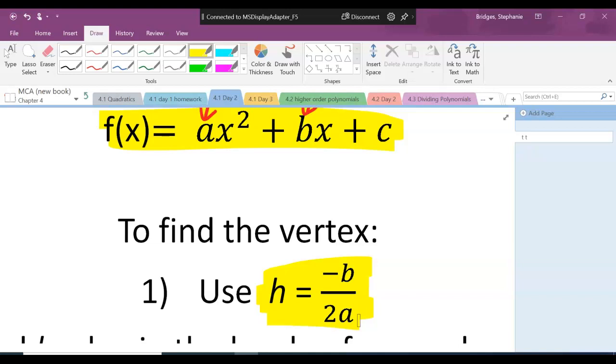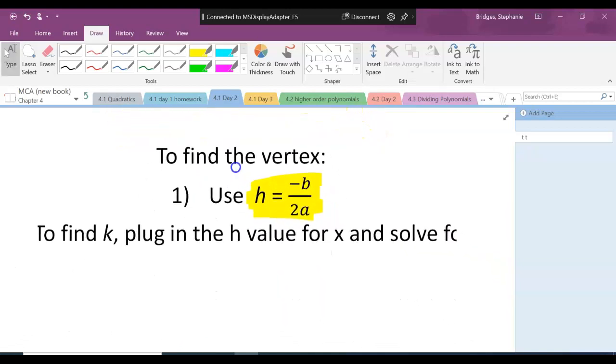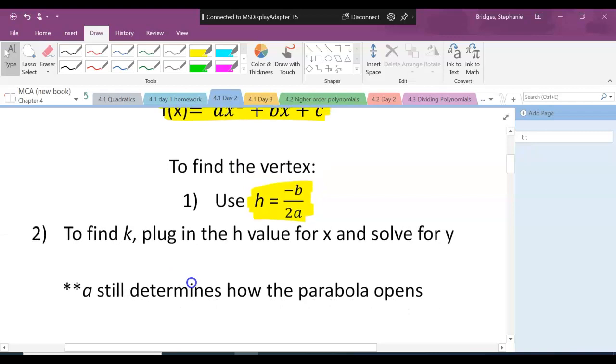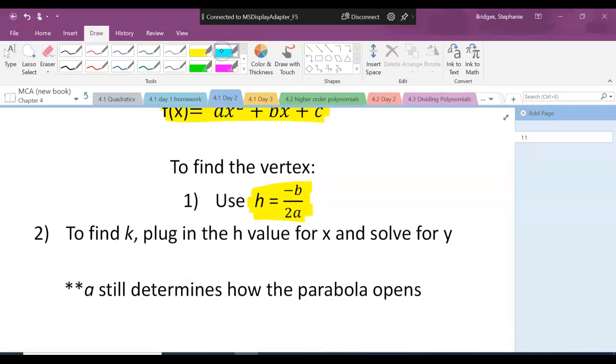Then, after you do that, you're going to plug in the h value that you found for x, and you're going to solve it for y. Remember, f of x and y are the same thing. So we're going to take that h value, put it in place of x into our function, and solve it for y, and that gives us the k value of our vertex.